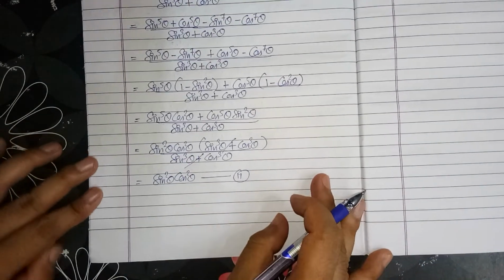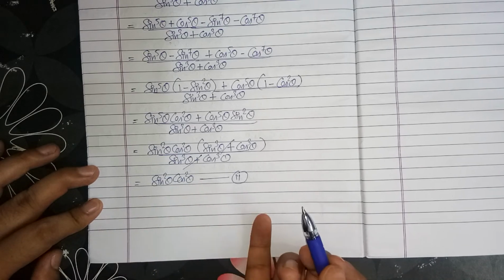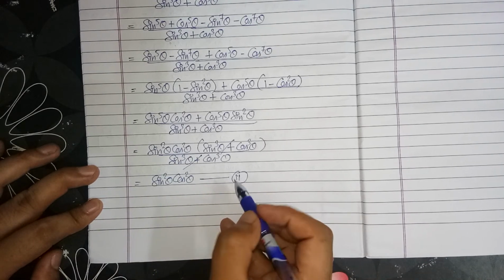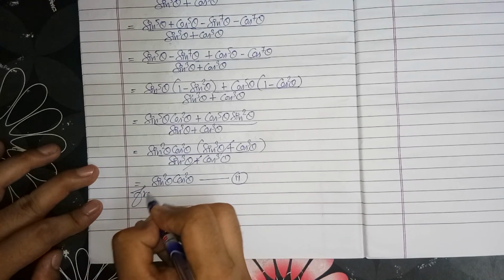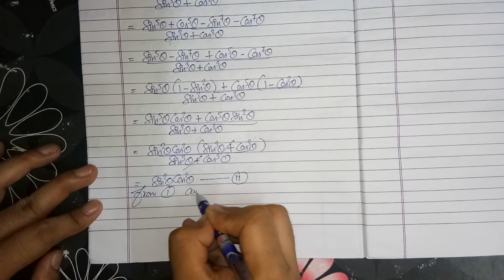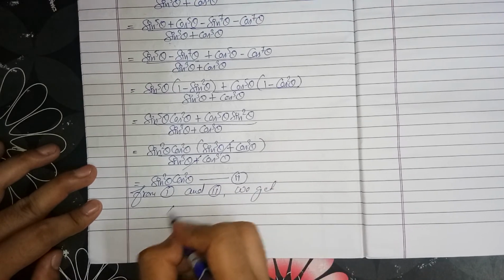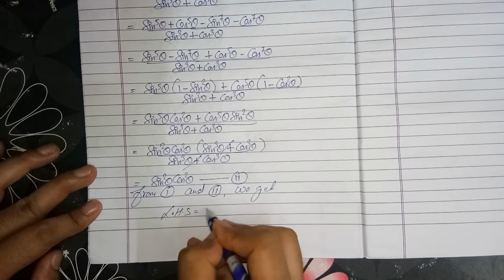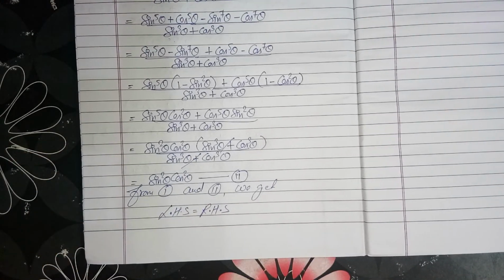Now you can see the equation 1 value is equal to sine square theta cos square theta, and similarly the value of equation 2, that means the right hand side, is also the same, so we can write from 1 and 2 we get LHS equals RHS. So this is the required proof of this given question.